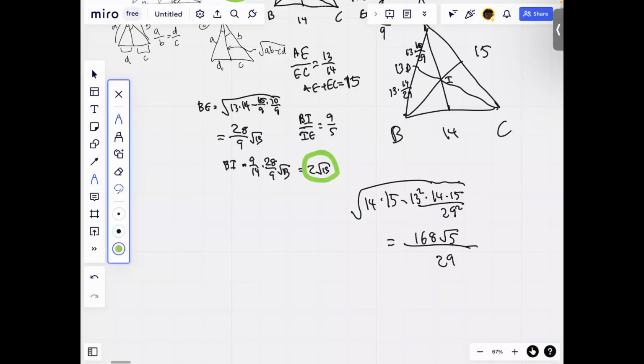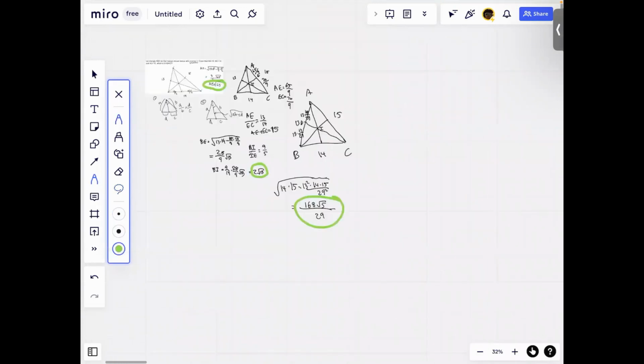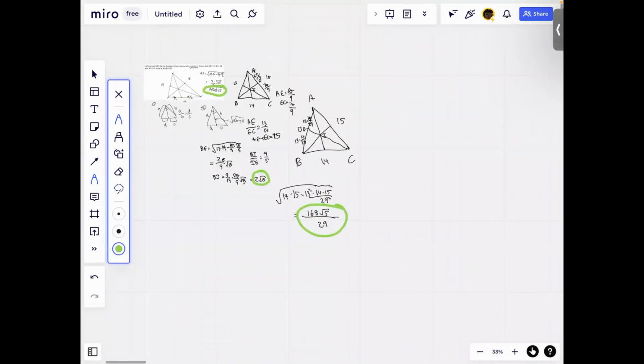So now we have these three values and we want to add them up. So we have square root 65 plus 2 square root 13 plus 168 square root 5 over 29. And this is our answer.